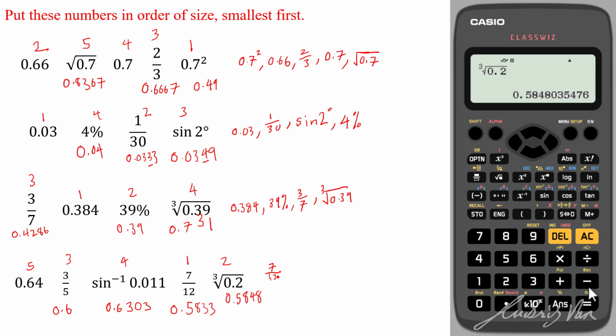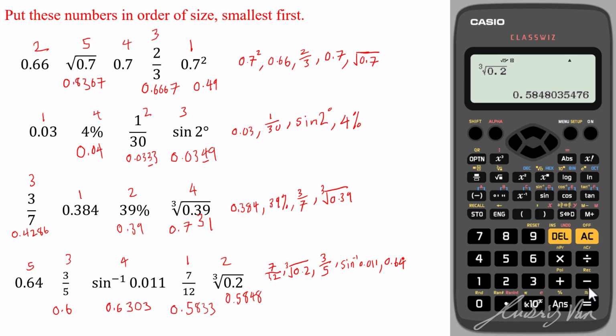7/12, comma, cube root of 0.2, comma, 3/5, comma, sine inverse 0.011, comma, 0.64. So this is how you answer questions that require you to arrange them from smallest to largest.